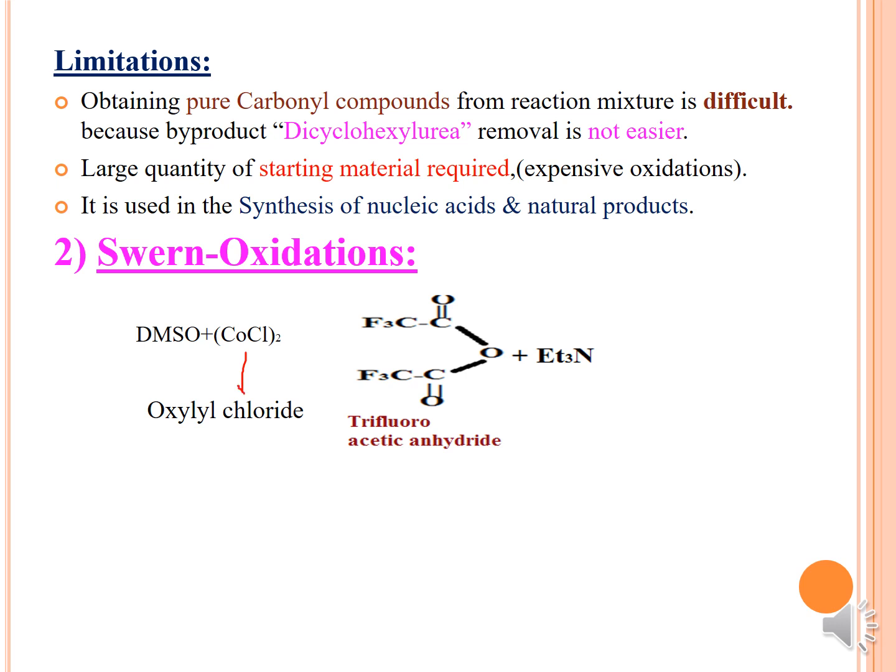in the Swern oxidation there are two reagents again. One reagent is your DMSO, and the other reagent is your oxalyl chloride. Or instead of oxalyl chloride you can also use trifluoroacetic anhydride. So here you write or.